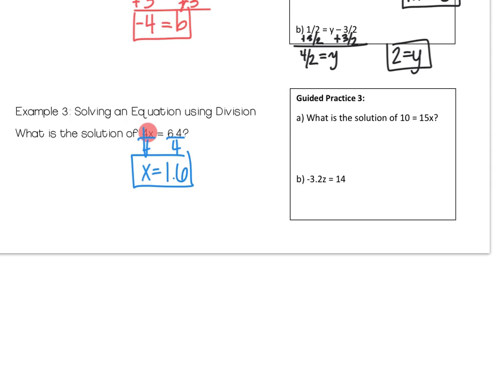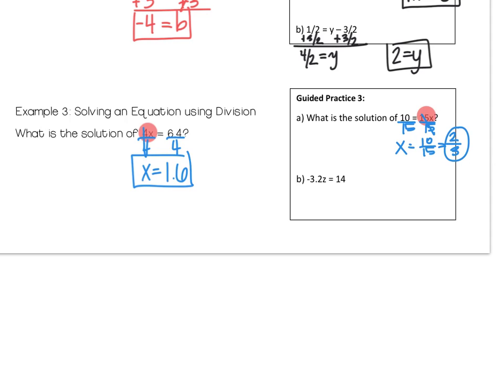Guided practice number 3. I'm going to do the first one with you, and you can do the second one by yourself. Or you can go ahead and try to do it by yourself if you feel like you can. There's your x. It's being multiplied by 15, so we're going to divide by 15. The 15's cancel, and we get x equals 10 over 15, but you can divide both of them by 5, and that ends up being 2 over 3.